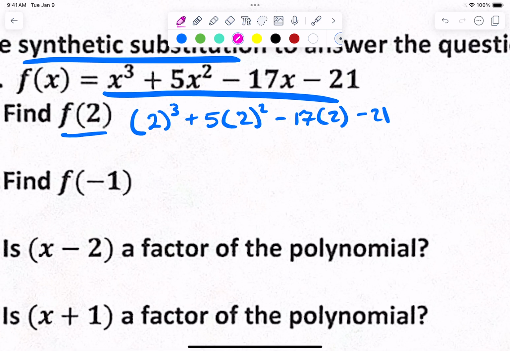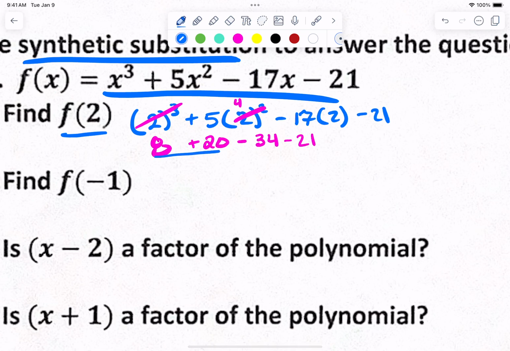Okay, I'm going to do some of this in my head. What's 2 to the third power? 8. What's 2 to the second power? 4 times 5? 20. Minus 17 times 2, 34, minus 21. 8 and 20 is 28. I always add the negatives together and add the positives together. Negative 34 and negative 21 is negative 55. What is 28 minus 55?